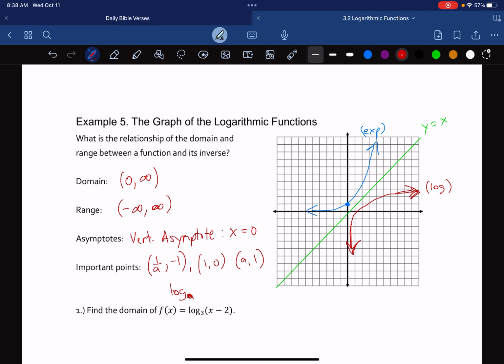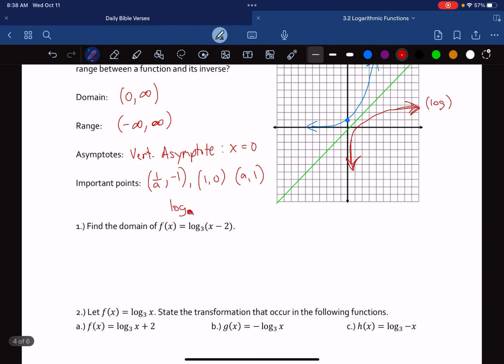So let's take a look here. Find the domain of f of x equals log base 3 of x minus 2. So if we look here, if we just look at the log of base 3, our domain is 0 to infinity. But we have this minus 2 that's inside the function. It's inside the logarithm. So that means that's a horizontal shift, and we do the opposite of what's there. So this will be right 2.